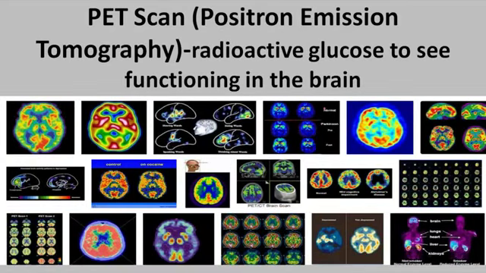Then there's the PET scan, the Positron Emission Tomography. And what they do is they inject you with radioactive glucose to see the glucose functioning in the brain. And so you can see here the whiter red with this particular one is going to be higher levels of glucose usage in the brain, and then the blue areas are going to be where there's less activity in the brain. So they're looking at the functioning of the brain, where is it and where is it happening most.